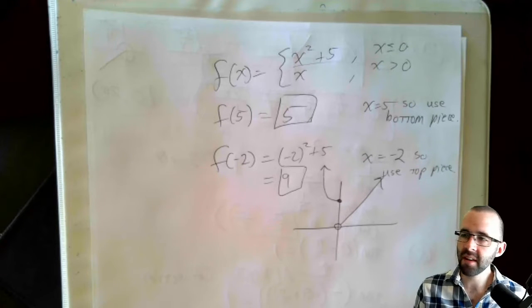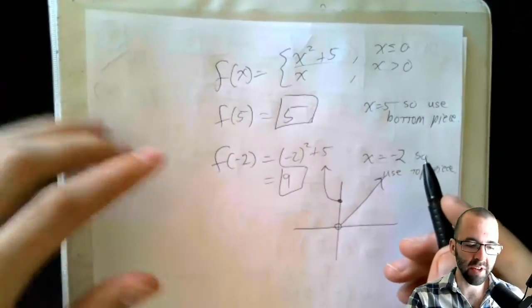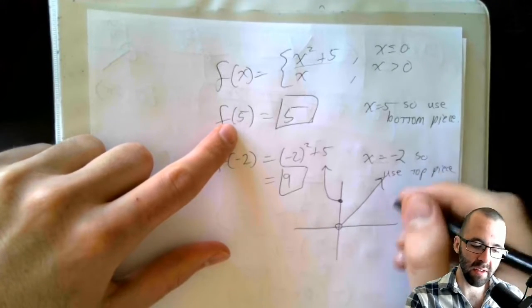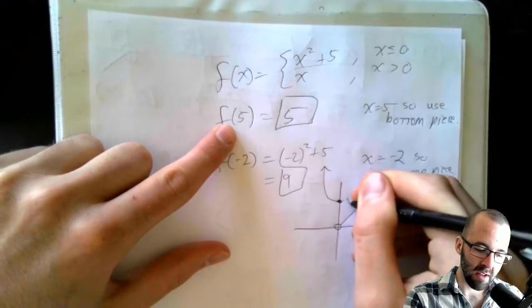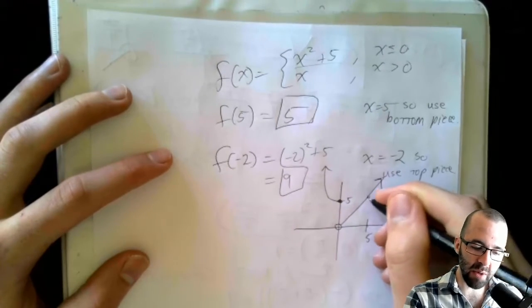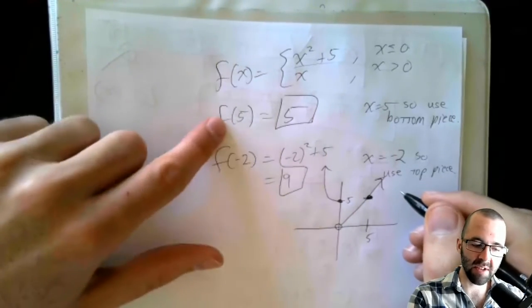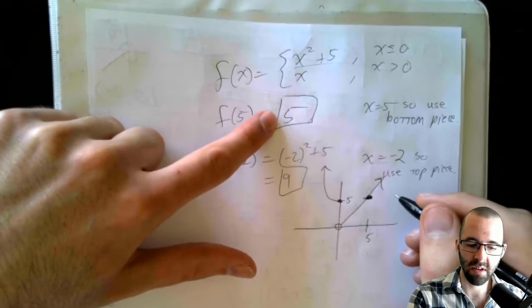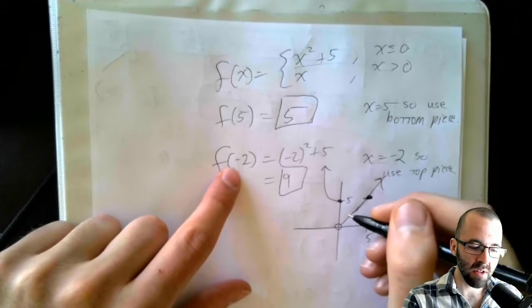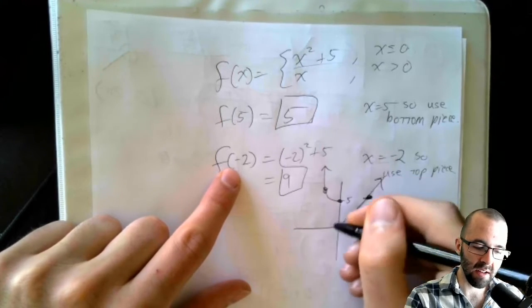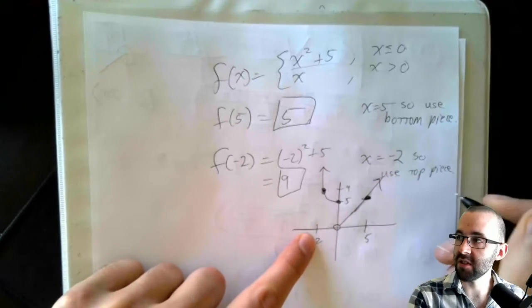No, you don't find both, Lane, because there's only one answer. Anytime you use a piecewise function, there's only one answer. When x is 5, there's only one y value here. There's only one function value when x is 5. So the answer, f of 5, is just 5, because you're on this part of the piece. And at negative 2, it's only 9, because when x is negative 2, there's only one function value right here.